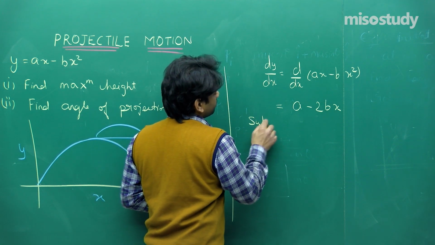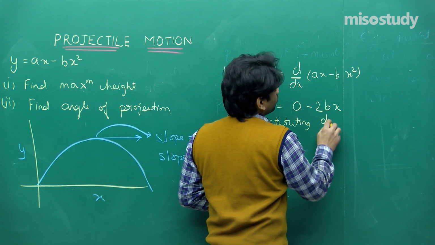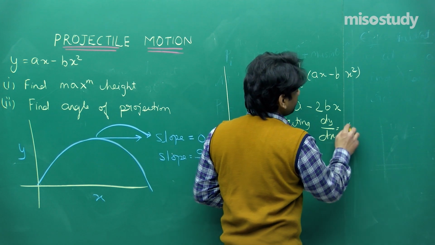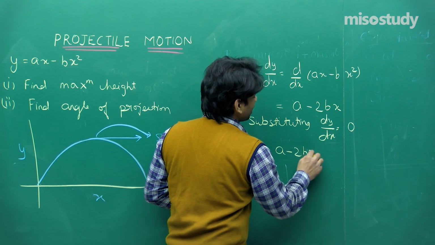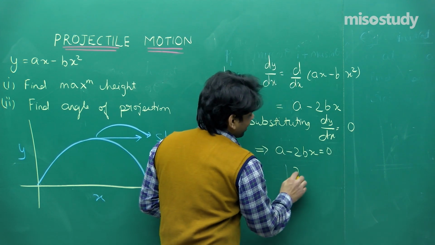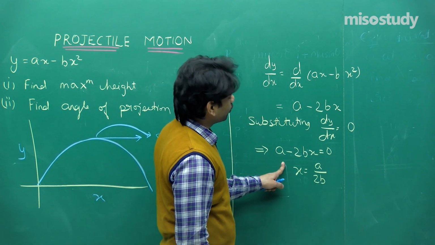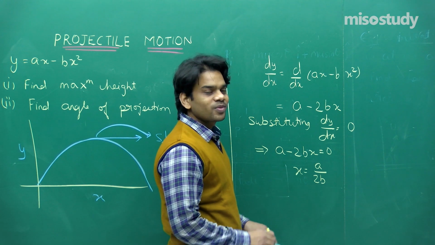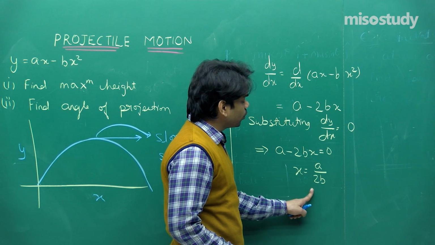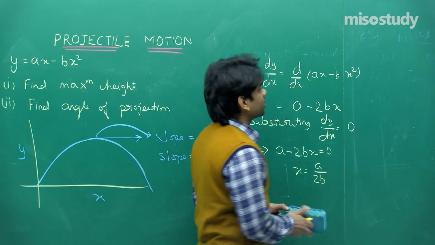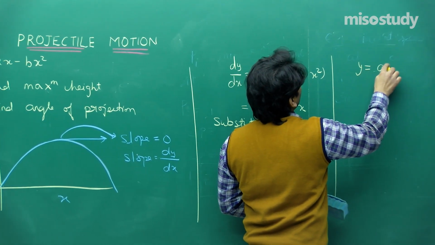So substituting dy by dx to be 0, we obtain a minus 2bx is equal to 0. We will get x is equal to a upon 2b. The first thing that we obtain is x equal to a upon 2b. Now you have to substitute at the maximum point, maximum height, x equal to a upon 2b, in the given equation. We will be obtaining y is equal to ax minus bx square.